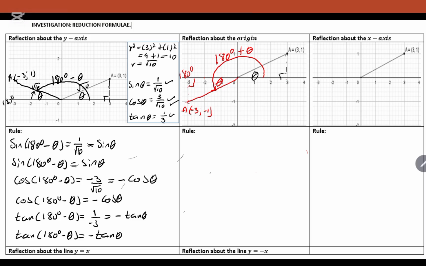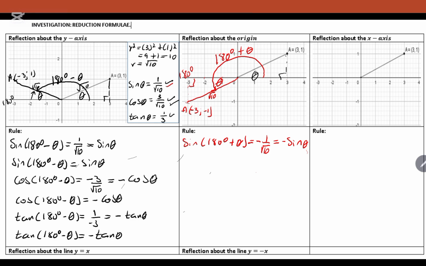Now, we therefore want to find the rule for sine of 180 degrees plus theta. What we know is that sine theta is equal to 1 over square root of 10. Now, the terminal arm length does not change, it is square root of 10. So what is the ratio of sine of 180 plus theta? In this quadrant, that is negative 1 over square root of 10. But what we know is that 1 over square root of 10 is sine theta. Therefore, this is equal to negative sine theta.